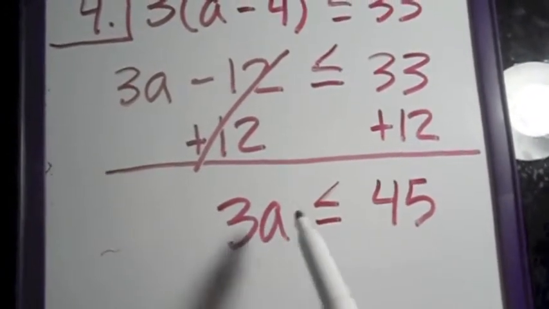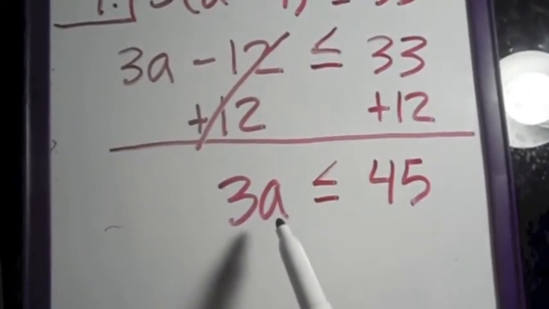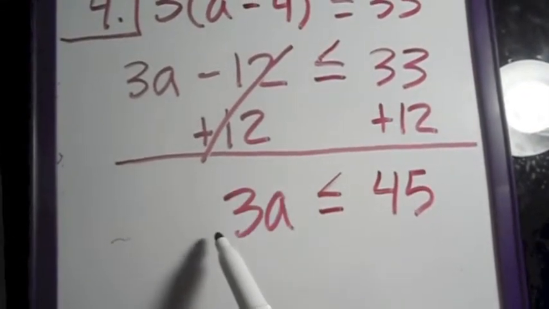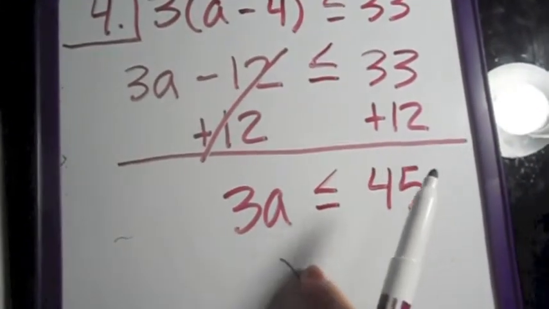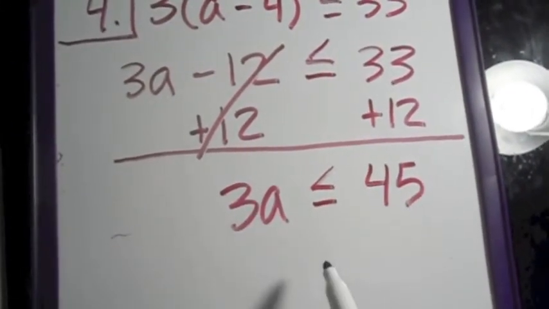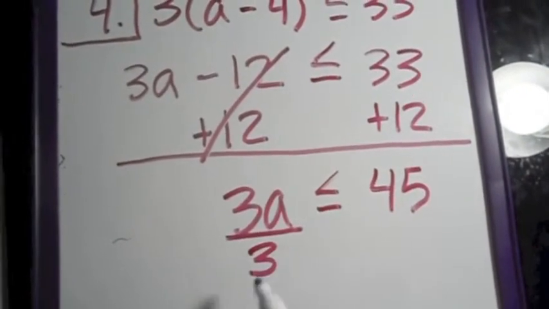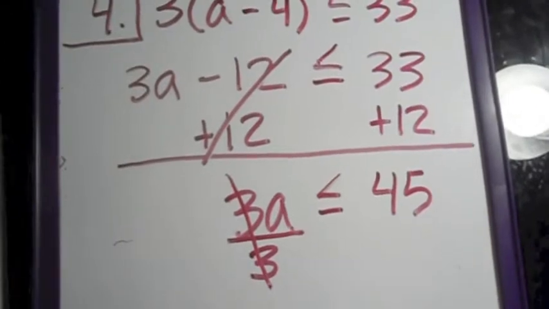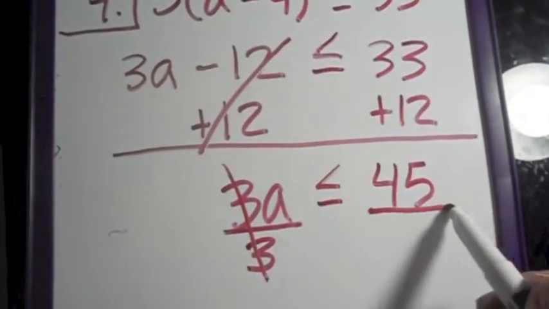Now we have 3a is less than or equal to 45. We want to get a by itself, and right now it's being multiplied to 3. So if you want to undo multiplication, we divide. 3 divided by 3 is just 1. A is now by itself. But whatever we did to this left-hand side, we have to do to the right-hand side.